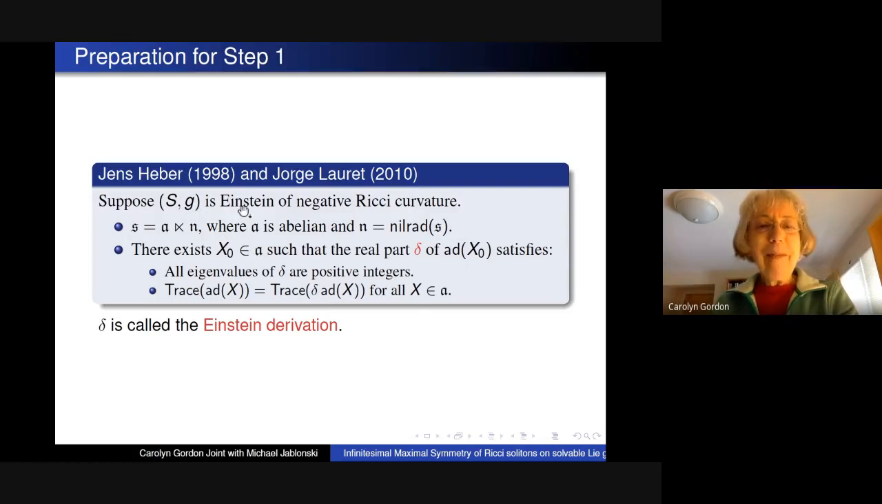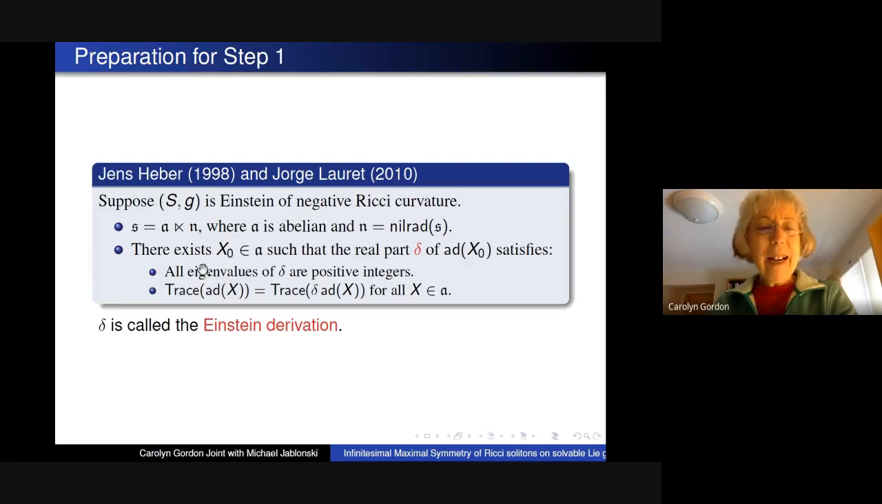So first of all, suppose you have an Einstein solved manifold of negative Ricci curvature. Then S is a product of a nilpotent normal subgroup and an abelian group. At the Lie algebra level, S is a semi-direct product of A and N, where A is abelian and N is the nil radical, the maximal nilpotent ideal. And there's a special derivation. So there exists some element x naught in A such that the real part delta of ad x naught is a derivation of S, which is 0 on A. So really it's a derivation on N.